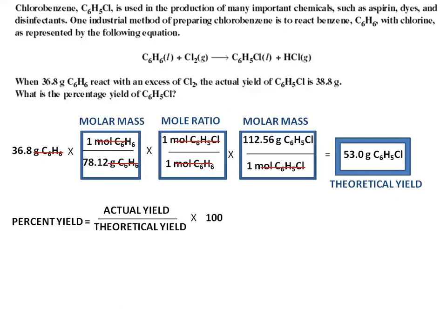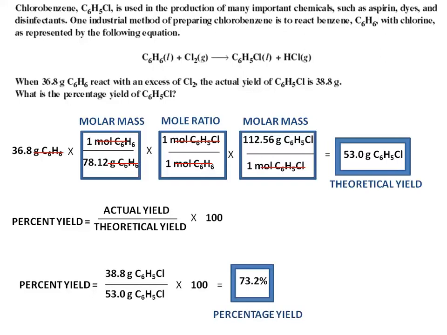So now that we know the theoretical yield, we can plug it into the equation below. Percent yield equals the actual yield, which in the problem it says the actual yield is 38.8 grams, divided by the theoretical yield, which we calculated to be 53.0 grams, multiplied by 100, gives us a percentage yield of 73.2%. So when we mix these two together, we're only going to get 73.2%. We'll have 26.8% not reacting.